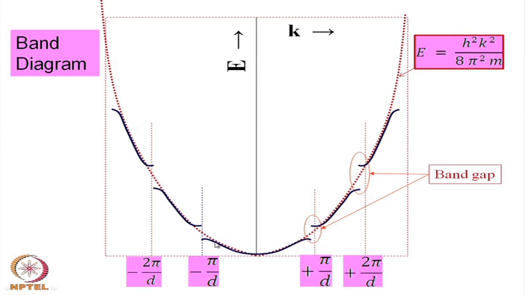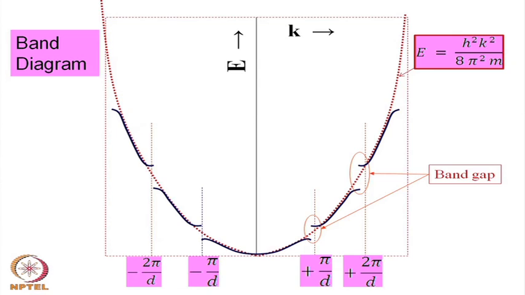So, if the electron has this energy level, then to go to the next energy level it has to acquire a certain amount of energy. It cannot stay within these energy levels, so these energy levels become forbidden energy levels. This is where Bragg's reflection comes from; the electrons get reflected from there.